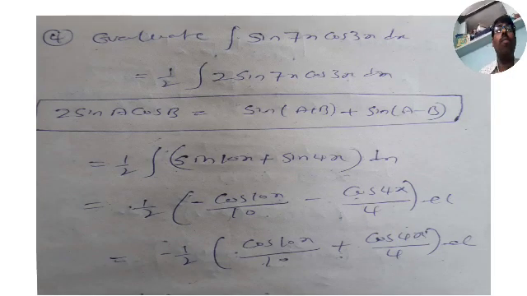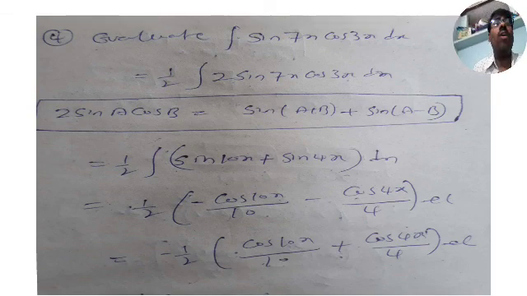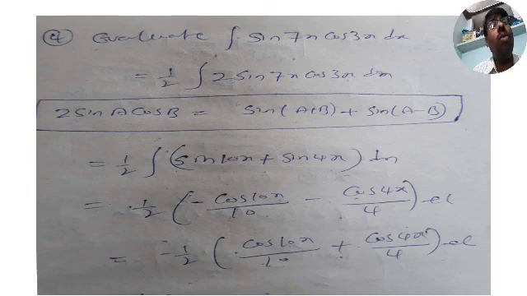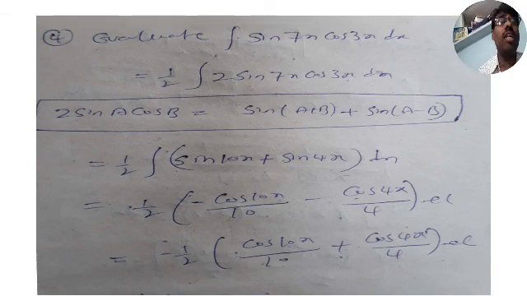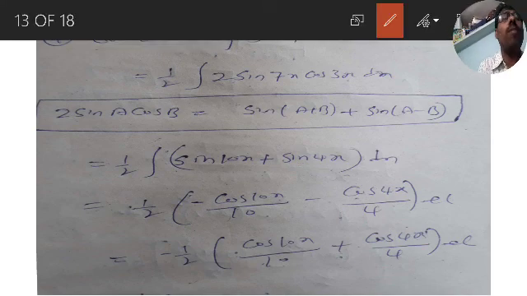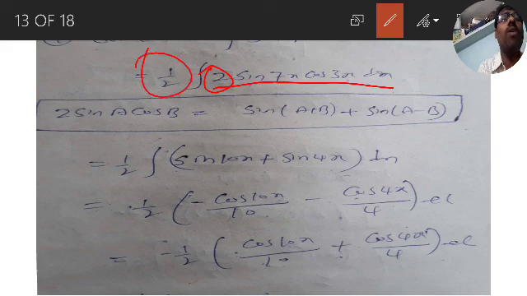So this is my problem. Evaluate integration of sine 7x into cos 3x dx. We can write the integration of sine 7x or of cos 3x separately, but here it is a multiplication. You can easily remember we have a formula for 2 sine a cos b, but you are having only sine a cos b. So multiply and divide by 2: 1 by 2 into 2 sine 7x cos 3x, the 2 sine a cos b form.